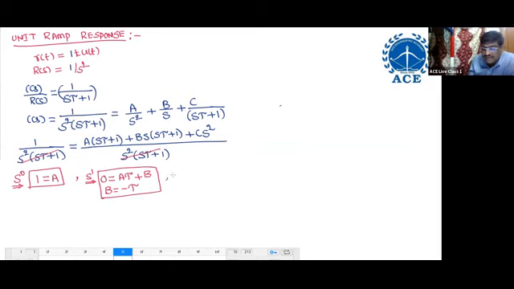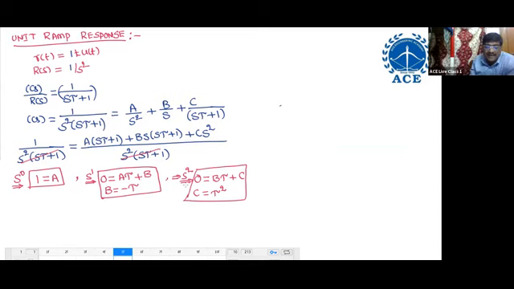Next, compare the S square coefficient. Left side is 0, there is no S square coefficient on the left. Right side is B tau plus C. B is minus tau, so that means C equals tau square. Like this you have to find. This is the standard procedure of finding partial fractions. So like this you have to find the A, B, C values.